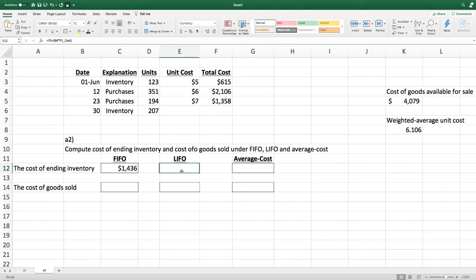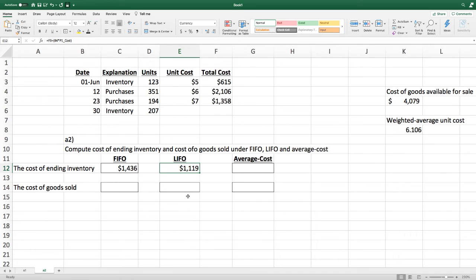And then for LIFO, we're going to do basically the same thing up here. We're going to see this 123 right here. We're going to multiply that by 5, but we also want to find the difference between that 123 and the 207, which is 84. That's going to be multiplied by this 6 here. Then we're going to take those two answers again and put them together, and that gives us our LIFO.